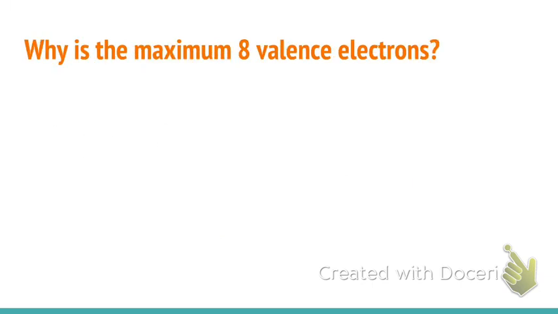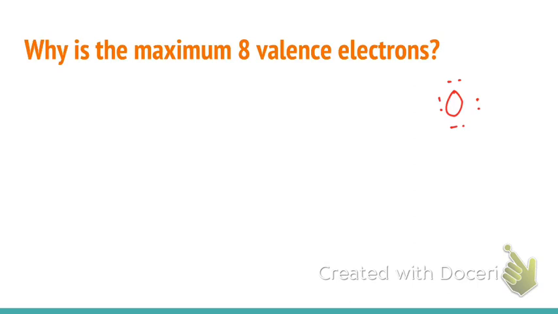The next question that comes up is, if you look at, say, oxygen, around the symbol of any element you can only fit 1, 2, 3, 4, 5, 6, 7, 8. It looks like the maximum you can fit is 8 valence electrons. And why is it that we only have 8 valence electrons?